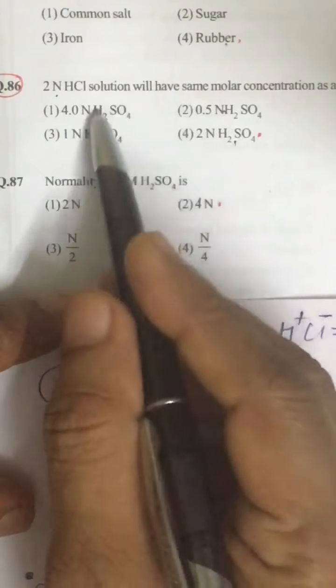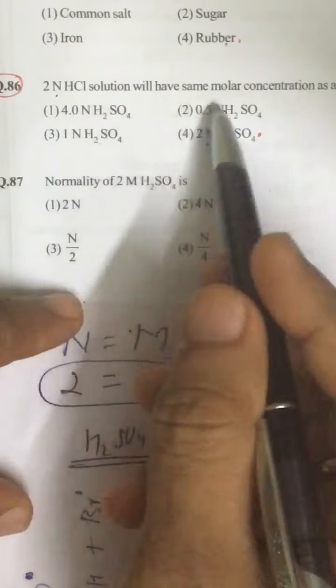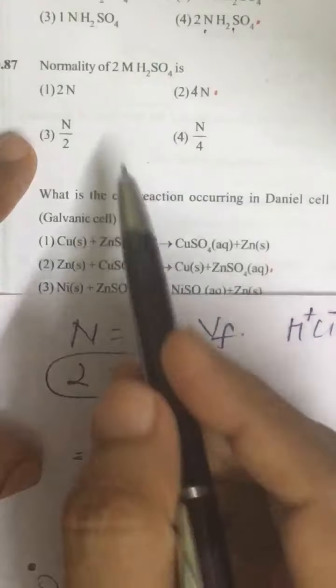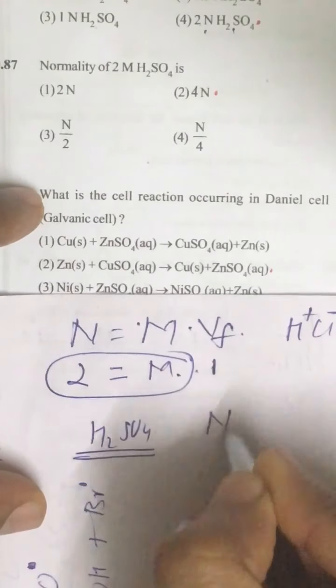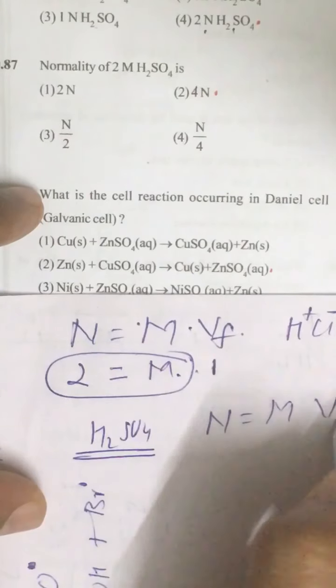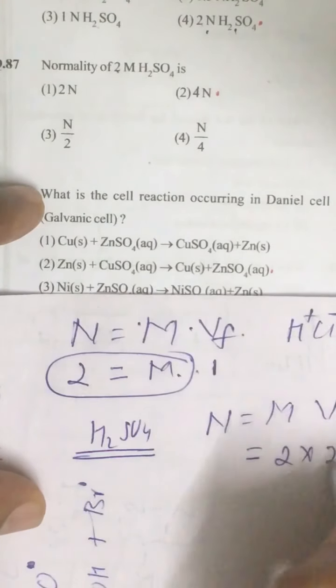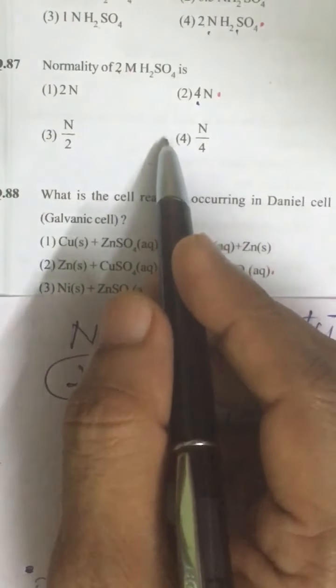These are all mentioned in normality. So 2 normal is equal to 2 molar. For 86, the answer given is wrong in this question paper. Question number 87, see from this it is very clear, 2 molar. So again normality equals molarity into valence factor. Now it is 2 molar into valence factor 2. So what is the normality? 4 normal. The answer of this question is correct, but the answer of the previous question is wrong.